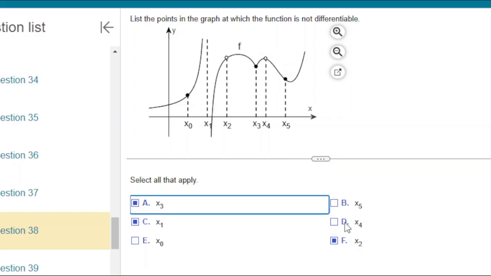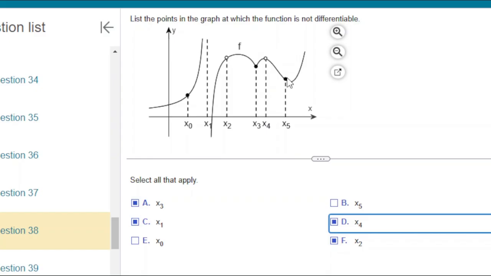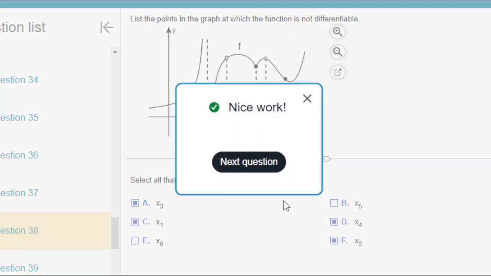x4 is not differentiable because it's not continuous. But x5 is perfectly fine, right? There's nothing wrong with the function there, right? It's a nice smooth curve there. We have a nice tangent line. So at x0 and x5, we have nice tangent lines. But all the other ones, they're places where it's not differentiable.